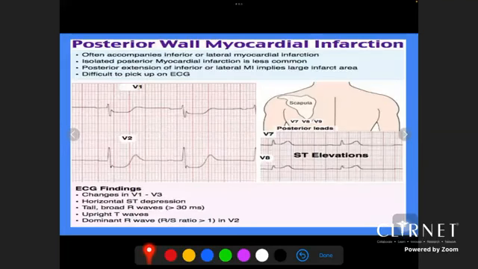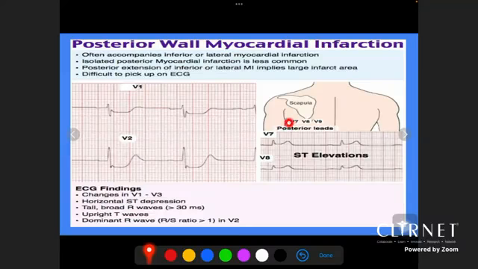So here, posterior wall myocardial infarction often accompanies inferior or lateral. But the problem, if it is coming isolated, it can be missed very easily. Posterior extension of inferior or lateral implies a large area of infarction, difficult to pick up on ECG. So the changes are in V1 to V3: horizontal ST depression and a tall, broad R wave. So ST depression together with positive or tall R waves, upright T waves also. So it is like a mirror image of the posterior leads.